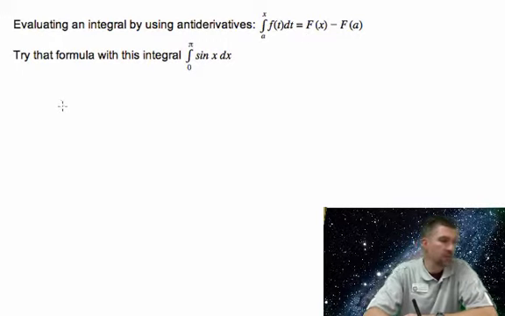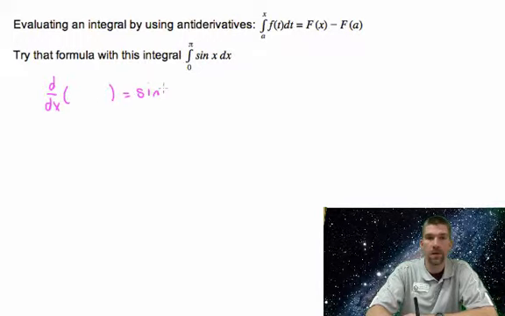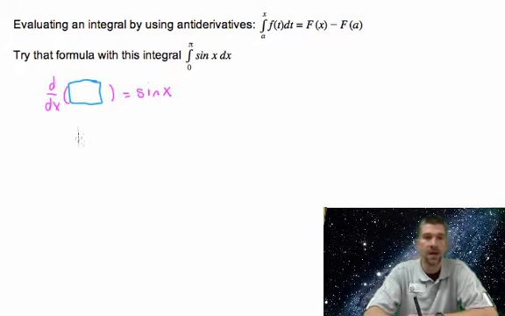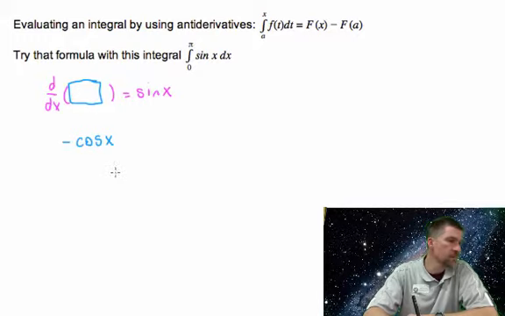So let's just ask ourselves real quick, what is the derivative of what is equal to the sine of x? And this derivative is what we're really interested in, okay? No matter how you do it, just think about the derivative of what? And so you should arrive at the negative cosine of x. And then we're going to use some fancy stuff here. We're going to evaluate this from 0 to pi.